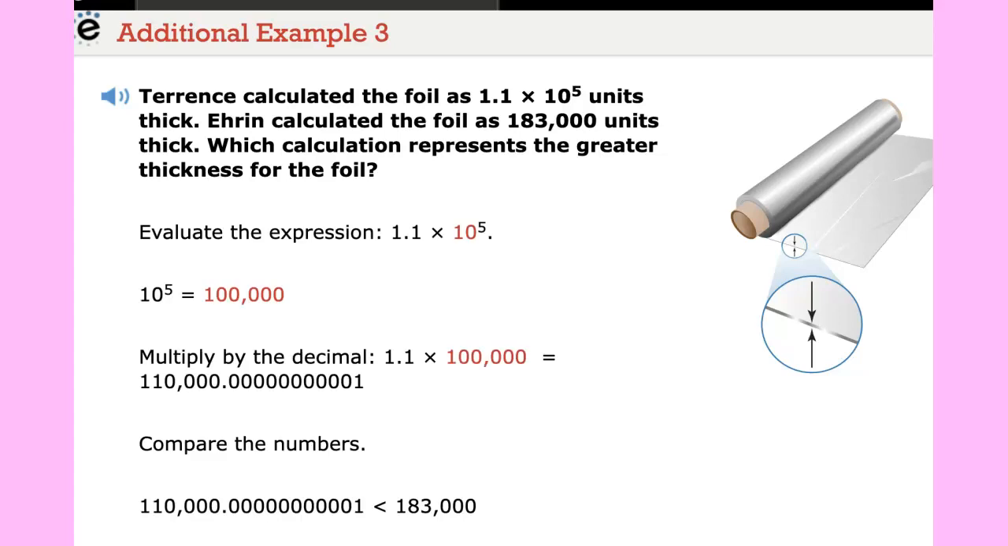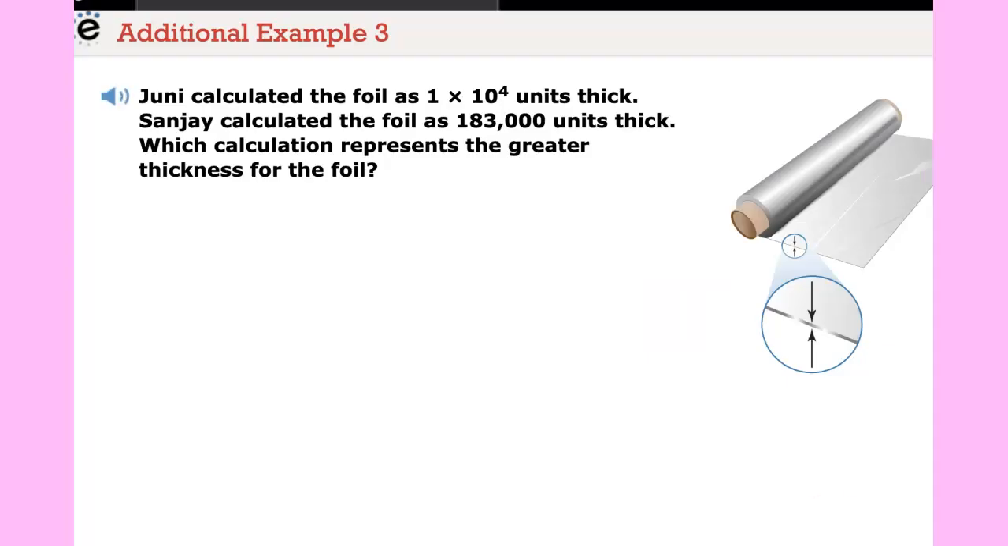All right, so if you said that Terence calculated less than 183,000, you're correct, because Terence will only get 110,000, because 1.1 times 10 to the power of 5, right? So that becomes 110,000, which is less than 183,000. Let's try another one, and this one is on your own. Still a foil problem, all right?